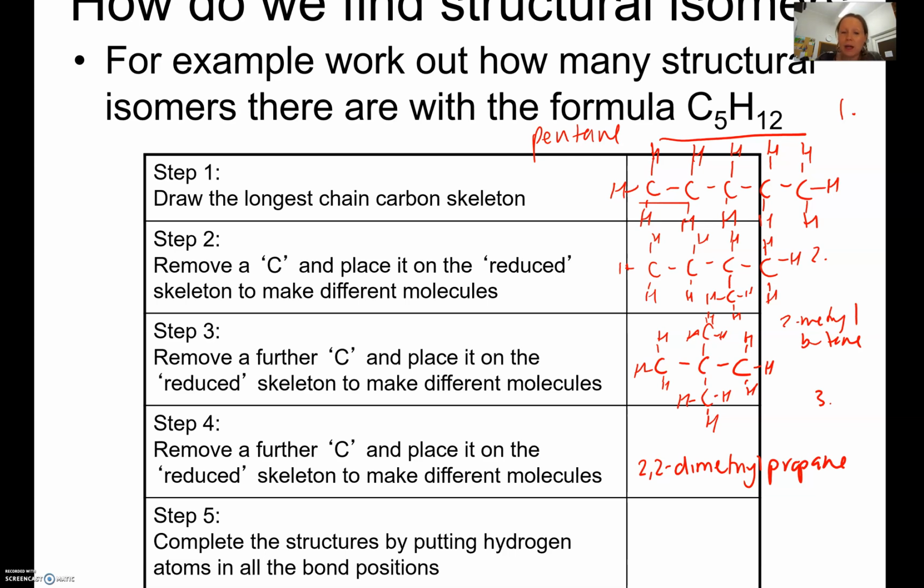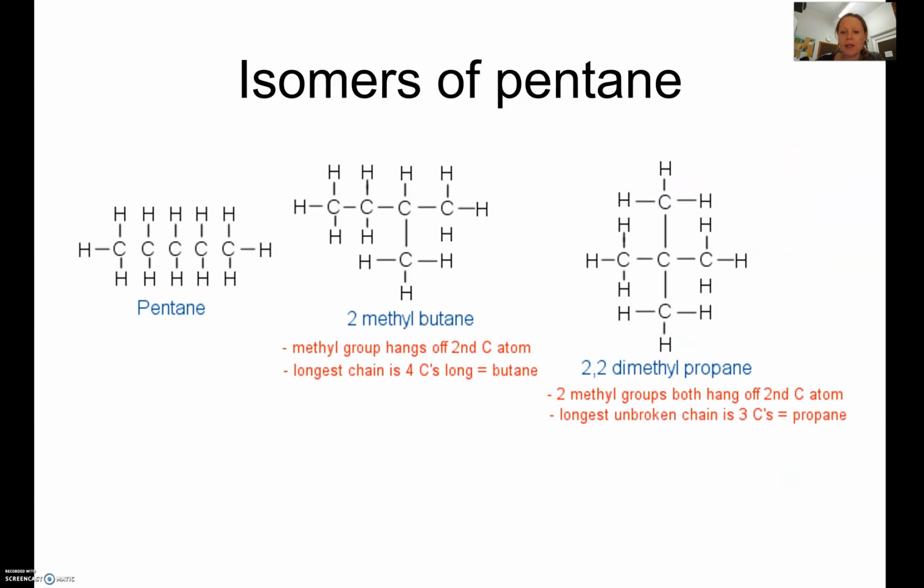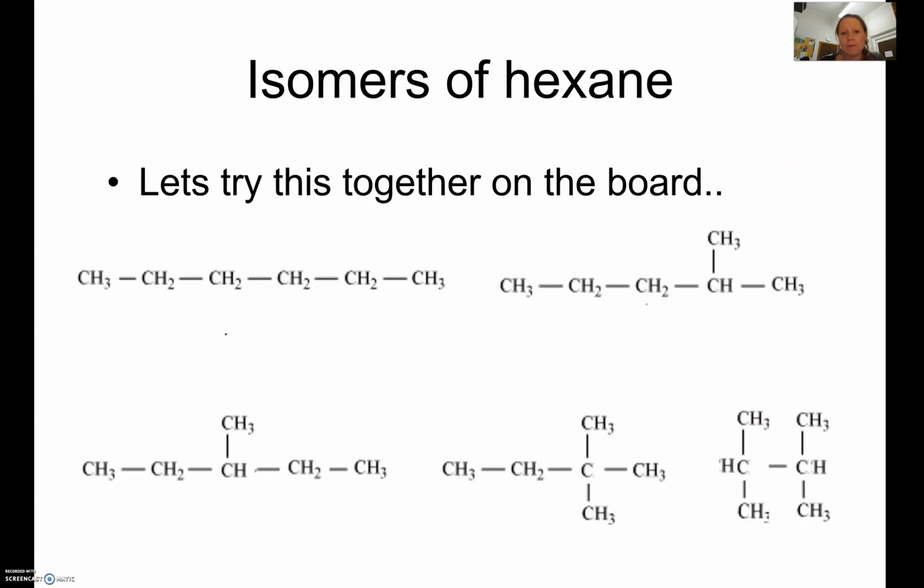Now these take a bit of practice, and that's what we're going to do all lesson. And here are the 3 isomers, and we just work them out. So if we do the isomers of hexane together, I'm going to talk you through this. I know that they're drawn up here for you, but just to go through it together, to get a picture of how these work.